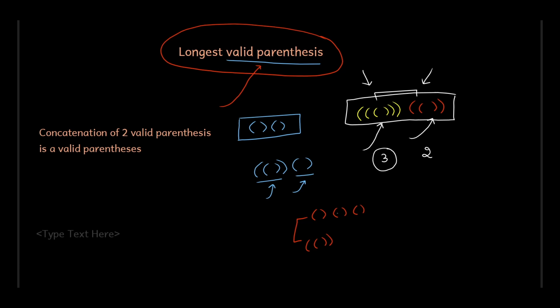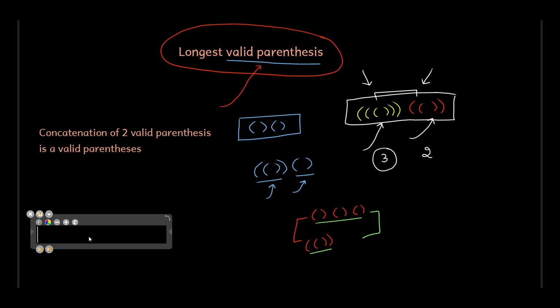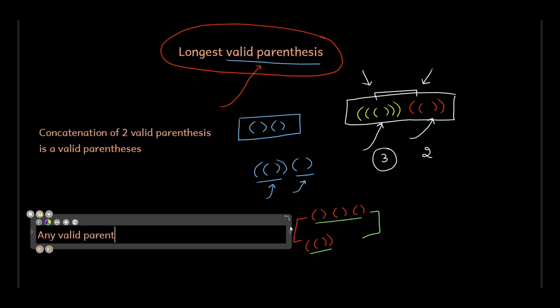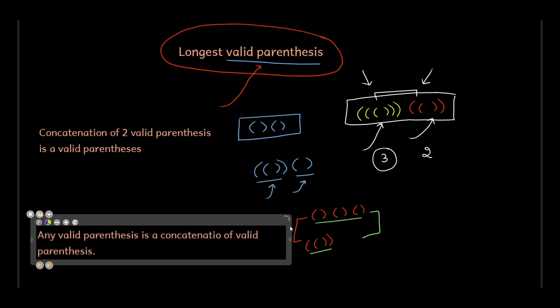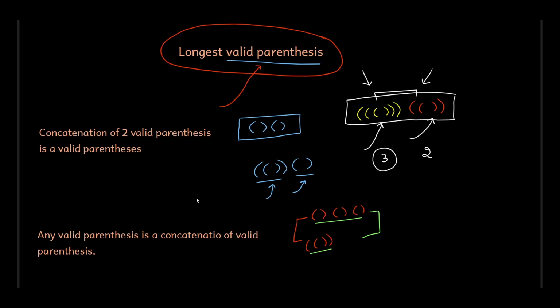You can see that if you have this valid and this is also valid, their concatenation will also be valid. But what is not obvious is that it is also true the other way around. That is, any valid parenthesis is a concatenation of valid parentheses. And this idea, it's not that difficult to prove.